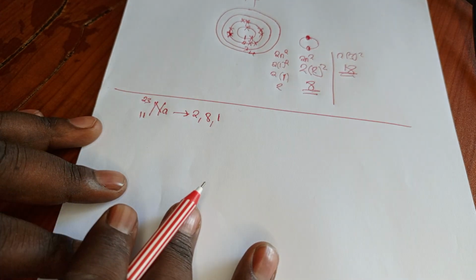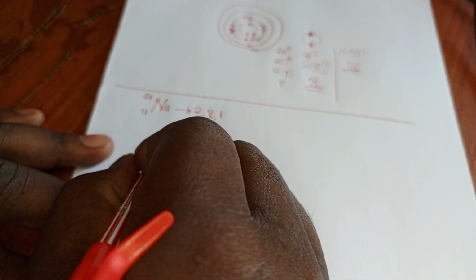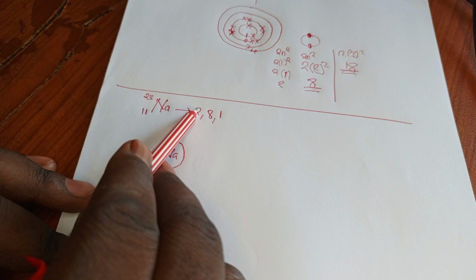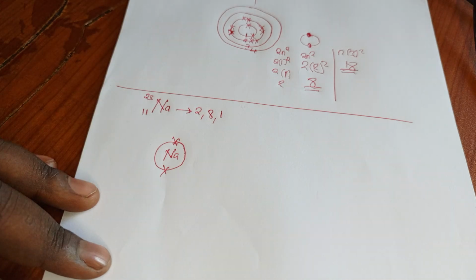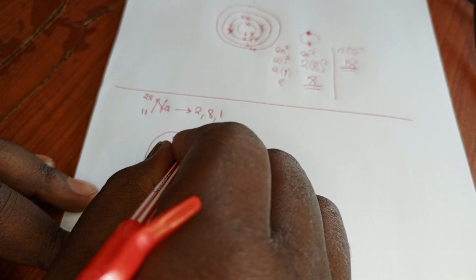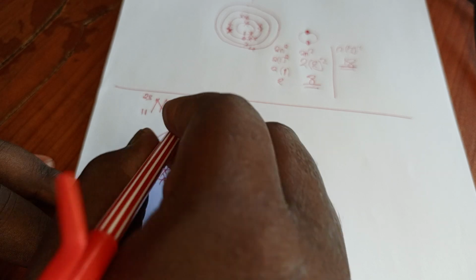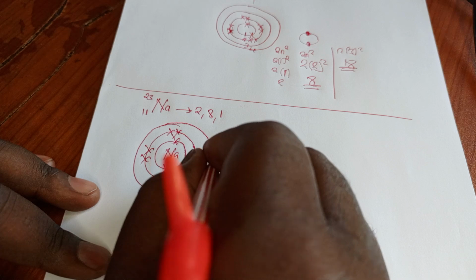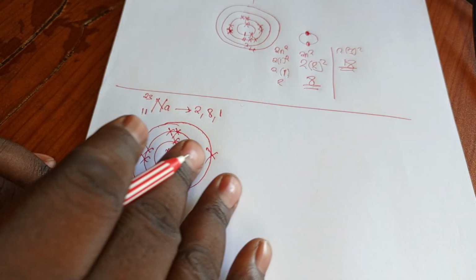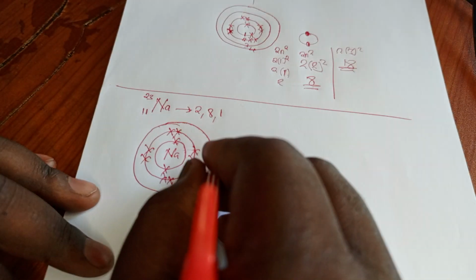Then when they tell me to draw, I'll write sodium here, the symbol of an atom. Then the first shell is what? 2 electrons. So I'll put 2 electrons here, 1, 2. The second shell is what? 8. So I'll put 1, 2, 3, 4, 5, 6, 7, 8. Then the next shell is 1 electron. Good, which means I have 11 electrons. So the last shell here, the last electron here, we have 1.